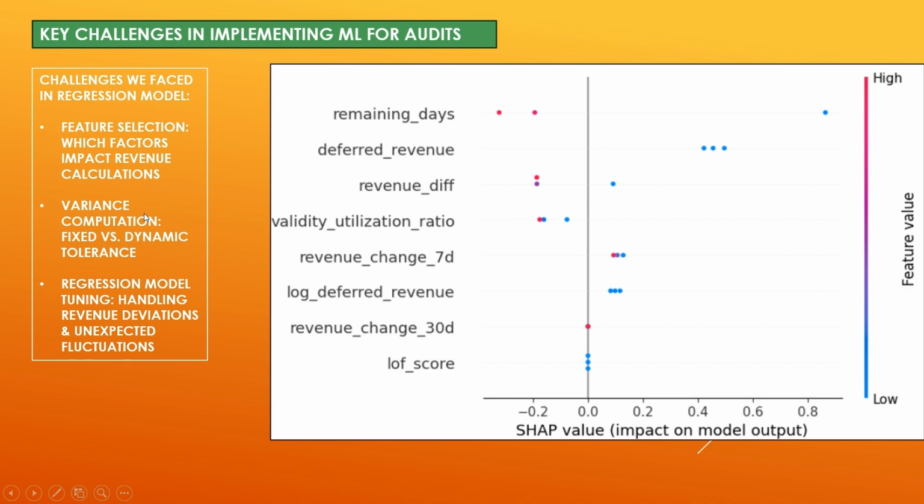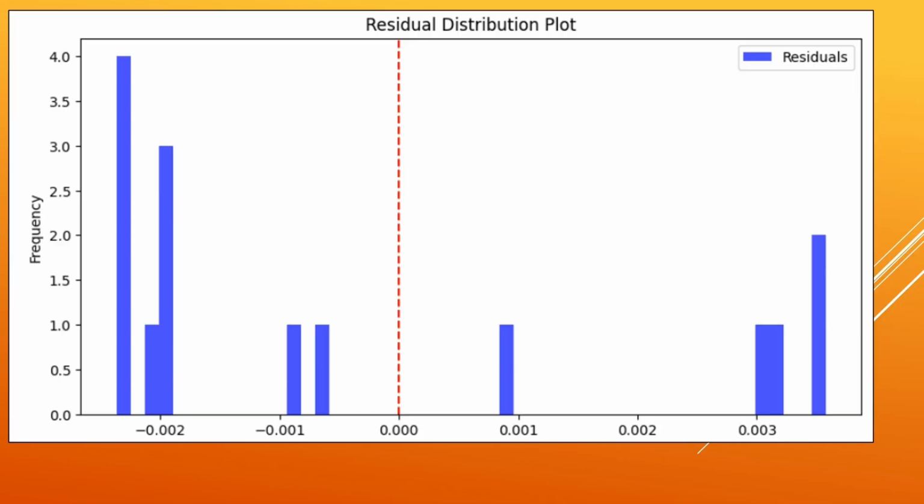Okay, so variance computation, fixed versus dynamic tolerance. There were so many challenges, uncountable challenges. Regression model tuning, handling revenue deviations and expected fluctuation. I will tell you in a very summarized way.